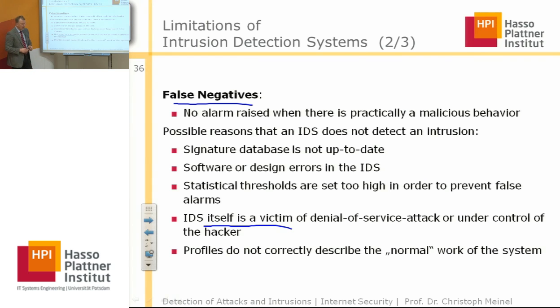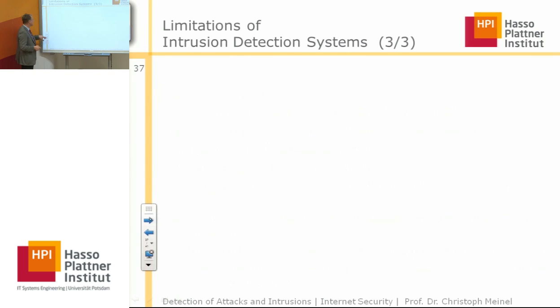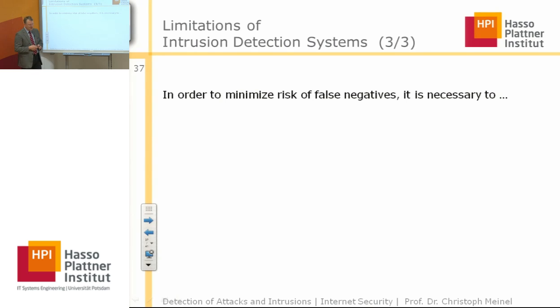Another reason for the false negatives is that the profiles do not correctly describe the normal work of the system, and the statistical description of the behavior of the profile, even if you have installed such a self-learning mechanism, was adapted smoothly over time by the attacker to prevent that when he performs the real attack, the system calls an alert.